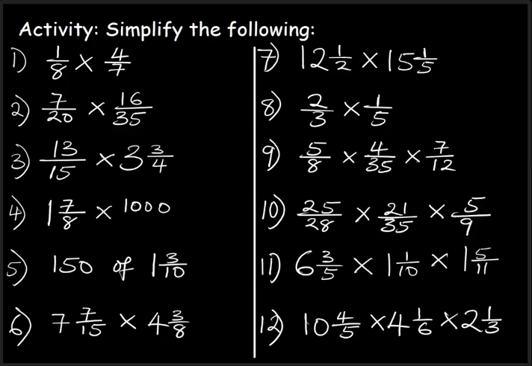Okay, and that brings us to the end of multiplication of fractions. Now take note, it's not a must that you have something up and down that cancels. In a case where you don't have any common factor, you multiply the numerators and multiply the denominators, and you are done.